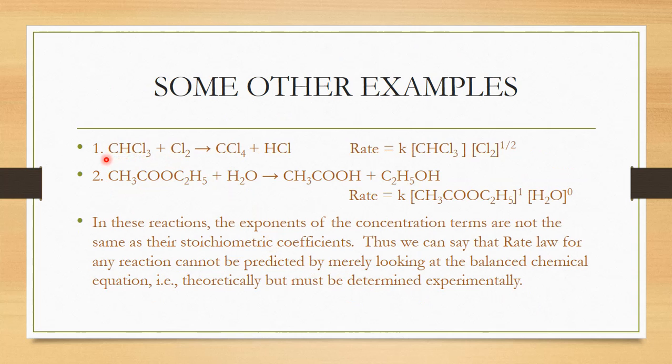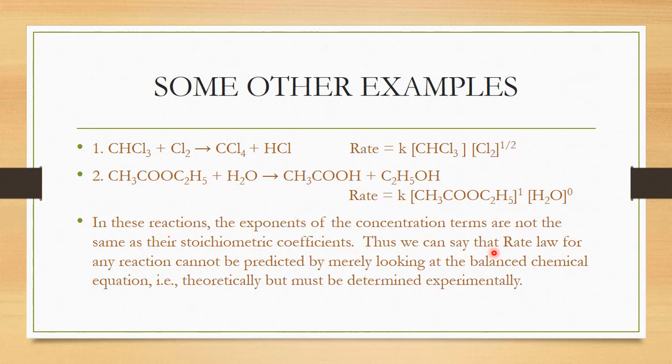Here are some other examples. For this reaction, rate is equal to k [CHCl3] [Cl2] raised to power half. In the second reaction, you can see there are two reactants, CH3COOC2H5 and H2O. But rate is dependent upon 1 mole of CH3COOC2H5 but 0 moles of water. Means in these reactions, the exponents of concentration terms are not the same as their stoichiometric coefficients.